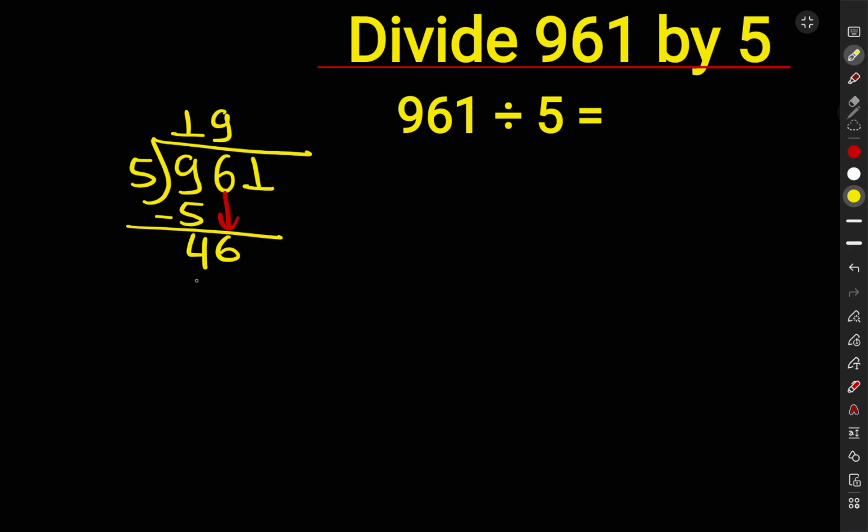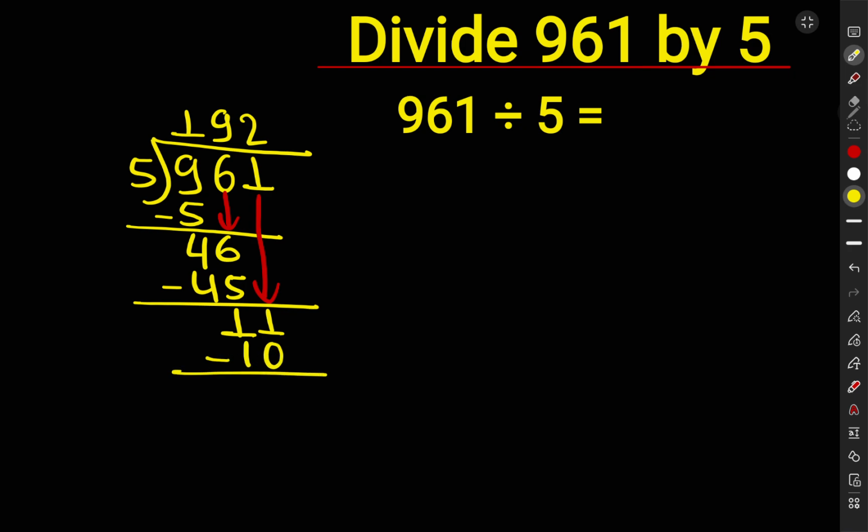5 times 9 is 45. On subtracting we get 1. So again we put down this 1 and it is 11. 5 times 2 is 10. On subtracting we get 1.